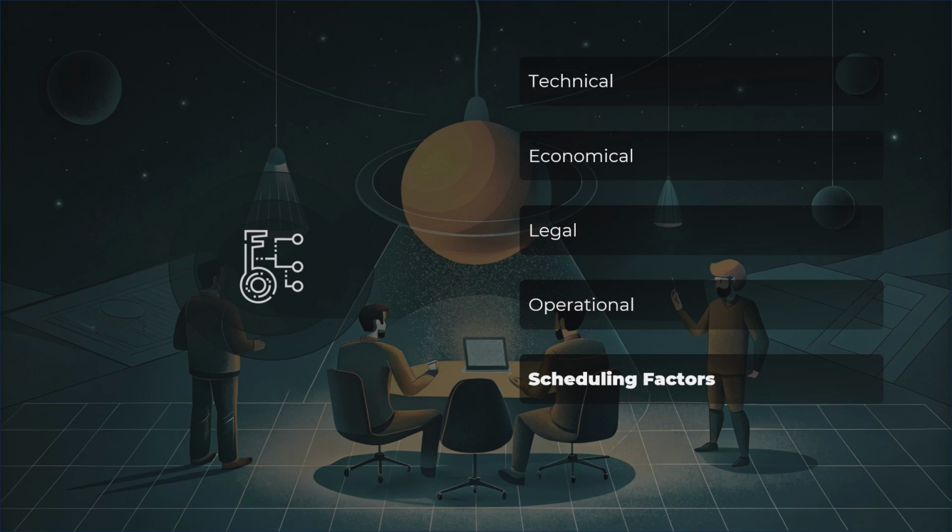Scheduling factors. Project timeline. Develop a realistic project timeline and schedule, outlining key milestones and deliverables. Resource allocation. Allocate resources effectively to meet project deadlines and objectives. Critical path analysis. Identify the critical path and dependencies to ensure timely project completion. Contingency planning. Plan for potential delays or setbacks by incorporating contingency measures into the project schedule.